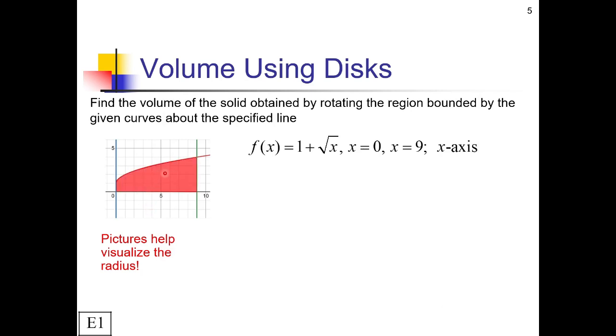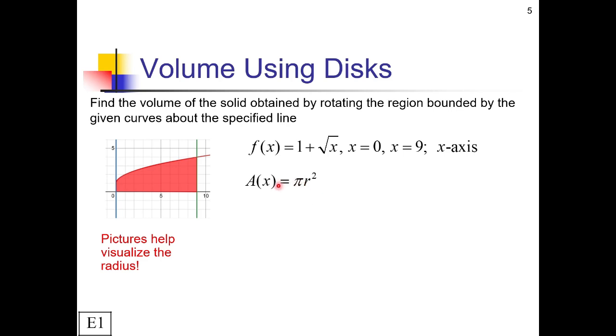So this is the bounded region that we're going to be revolving around the x-axis. So at this point, if we're going to be doing this, we need to get our area formula. In general, A of x is going to be pi r squared. So now we need to fill in what this r actually is.